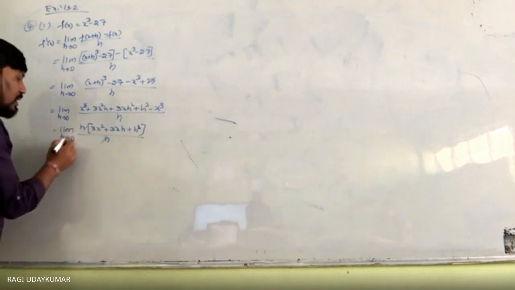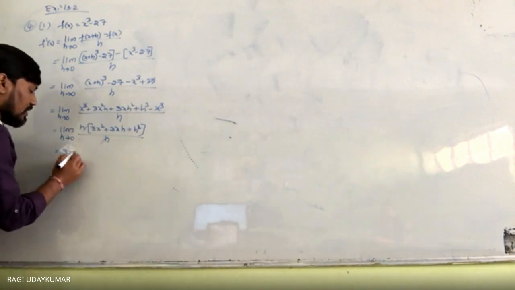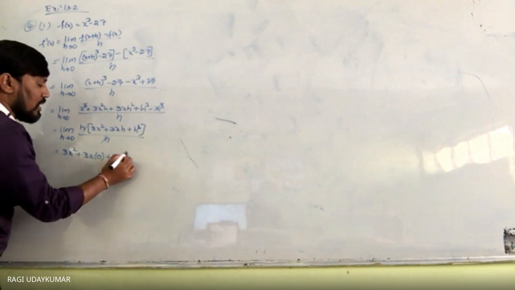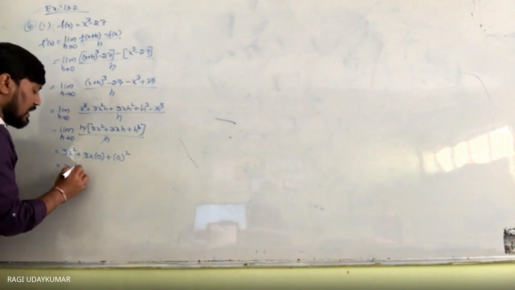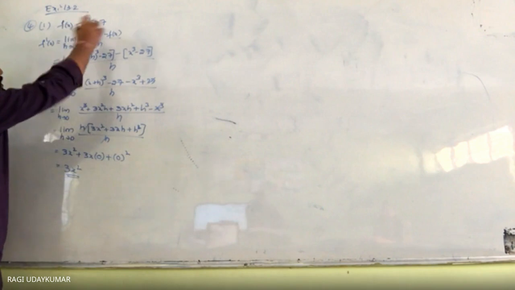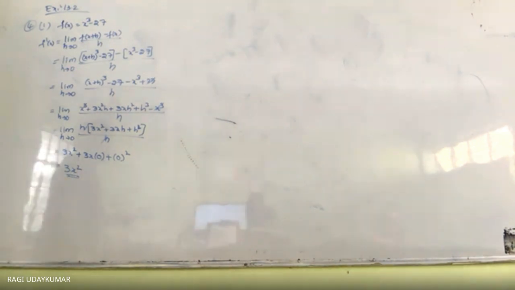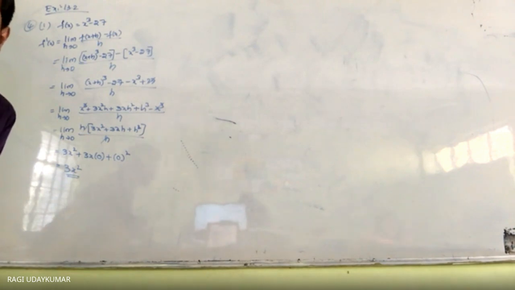So then what do you get here? Substitute h equals 0 here: 3x square, 3x into 0 plus 0 square. So which equals 3x square. The derivative of this function, if you find it normally by using the formula, you get the same thing. But the question is given to you to prove it using the first principle. So that's why you compulsorily need to do it using the first principle whenever it is given to you.